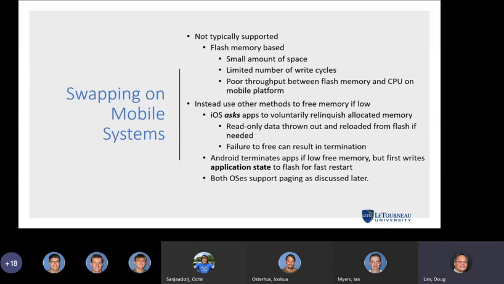Failure to free can result in termination. iOS does reserve the right to terminate an application. Android also terminates if free memory is low, but it first writes application state to flash for faster restart. That's just the state, not all of the memory. Both OSs support paging, as we'll discuss later, which is a more refined technique for swapping.